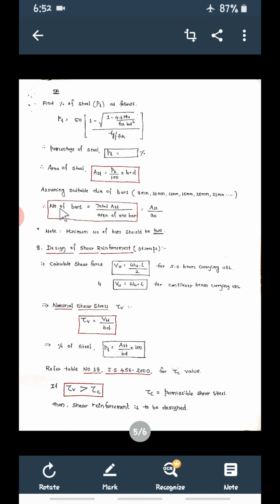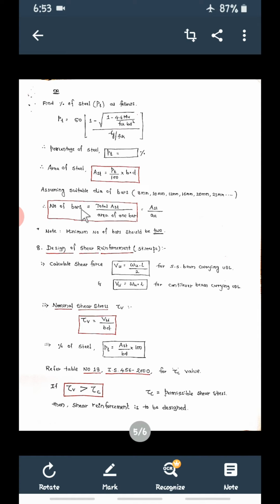So if you want to calculate the number of bars, assume the bar diameter, then you can calculate the number of bars. Number of bars is equal to total AST, whatever area AST you have calculated here, divided by the area of 1 bar. One bar means whatever diameter you are assuming, say 16 mm. So total AST divided by the area of a 16 mm diameter bar, that is total AST divided by pi by 4 d square, where d is the diameter of the bar we have assumed.